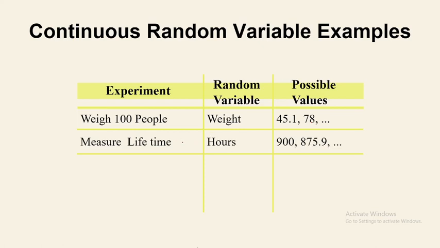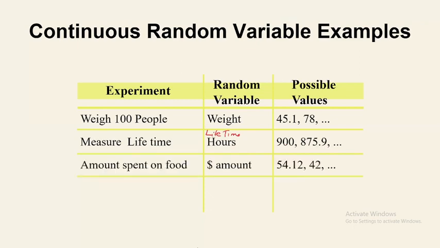Similarly, measures of lifetime. We are measuring the lifetime of a battery. The random variable here is also lifetime, measured in hours. It may be 900, 900.001, 912.85. So this also has an infinite number of possible values. Such kinds of variables are continuous random variables.